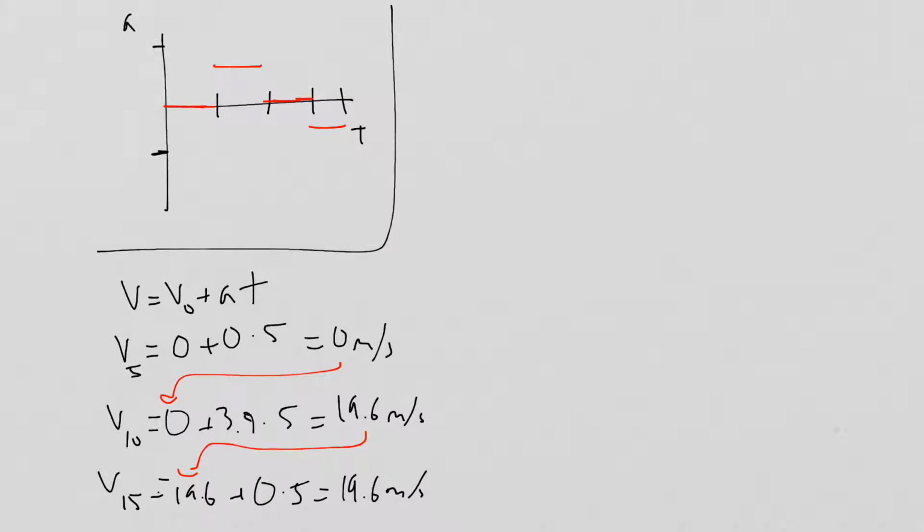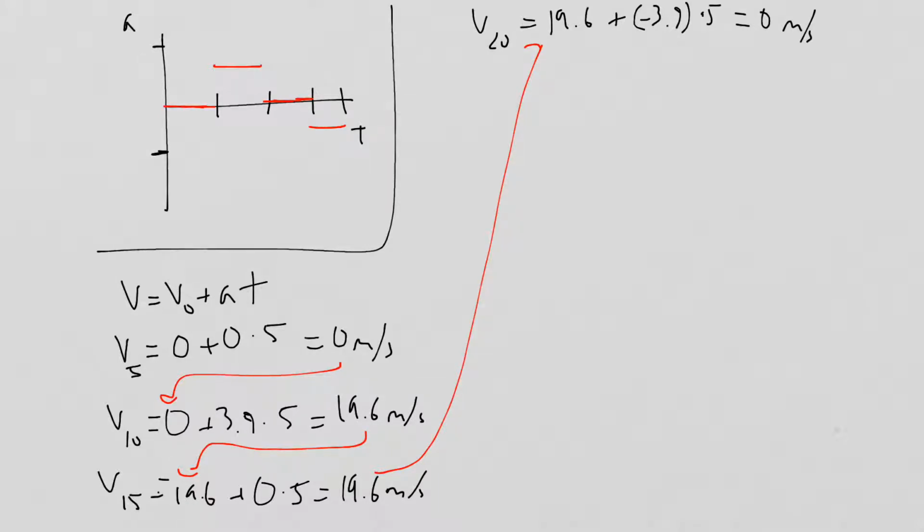Right? And then finally V20, we again start with what we ended with, and here we have another acceleration, but it's a negative, right? Negative 3.9 times 5. And if you plug that in, you're going to get right back to 0 meters per second.